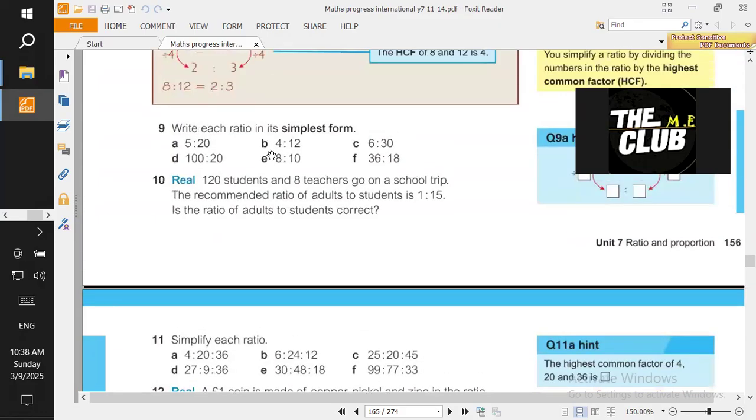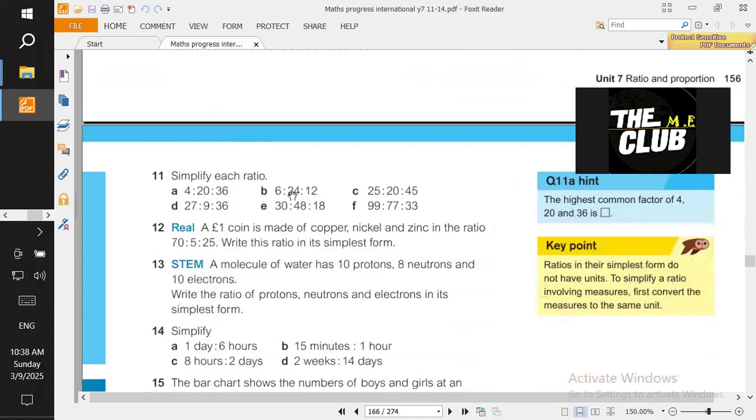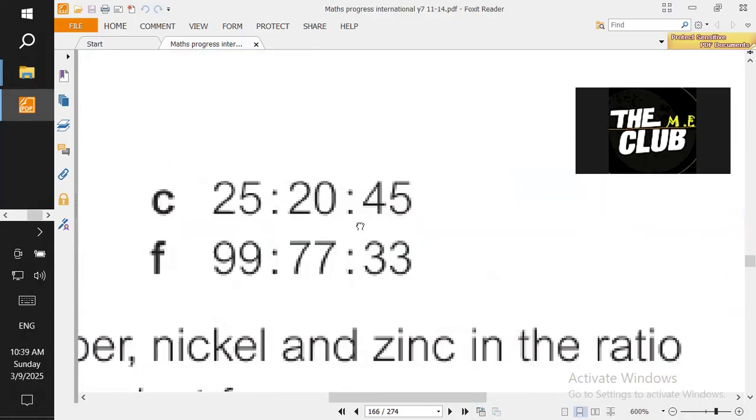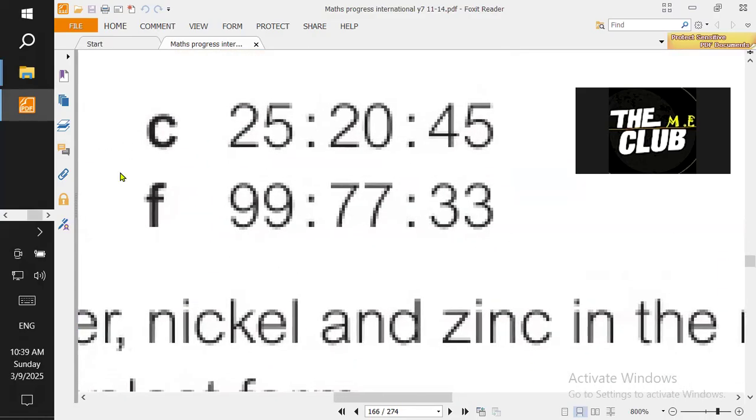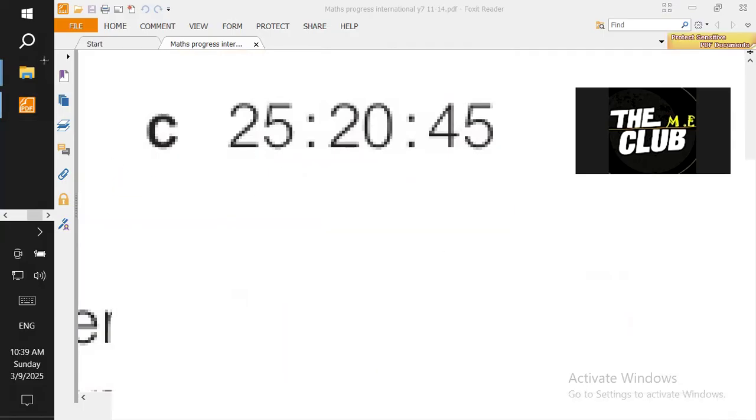Now, ratios, sometimes they are two, sometimes you have three ratios. You're going to follow the same methods, same ideas. Even with these, you're going to look for the highest common factor and then use it to simplify. So, for example, here, let's simplify one of these. Let's take C. They have the same ideas. Once you find the highest common factor, you can simplify. So here, when you look at the ratios, 25, 20, and 45. So all of them are in the times table of 5. It means I can simplify by dividing by 5.